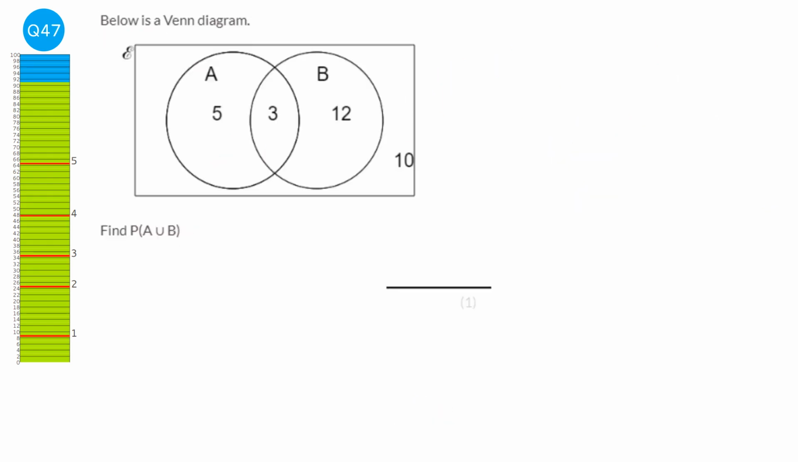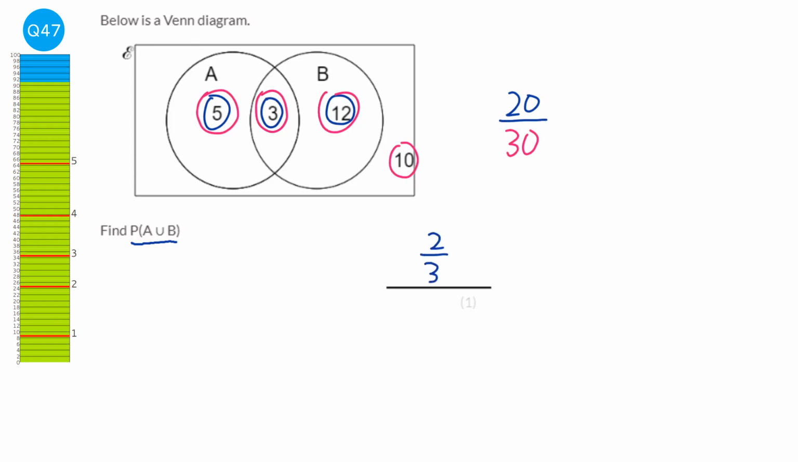So this says find the probability of A or B. Now A or B means it can be in A, it can be in B, or it can be in both. So we add the 5, the 3 and the 12 together, and that gives us 20, and put that over the total amount. So that is these three added together, which is 20, plus the one outside here, which is 30. 20 over 30 is the same as 2 over 3.